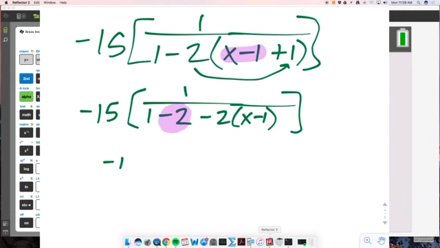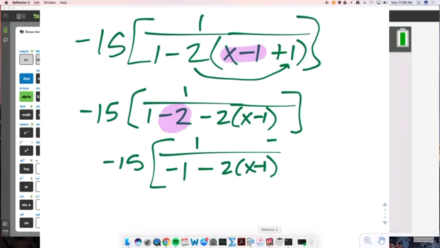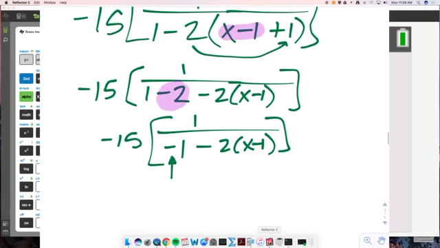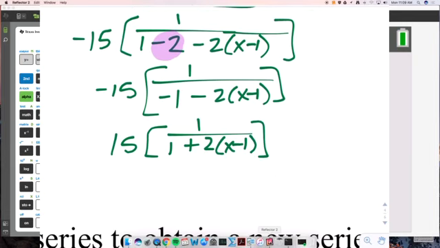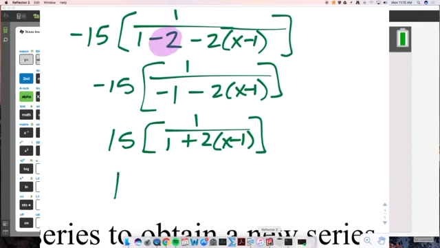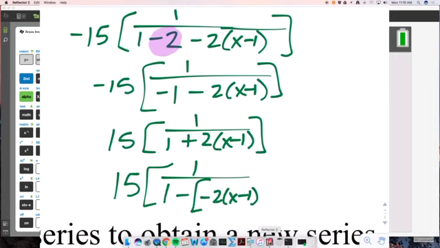A little bit more moving stuff around. And that becomes 1 minus 2. That's now negative 1 minus 2 times x minus 1. And now I think if I do one more thing, I'll have it. That has to be a positive 1. So I'm going to now factor out the negative from both terms in the bottom. And that makes it back to another positive 15 over 1 plus 2 times x minus 1. And now seriously, folks, last step. Seriously. I need to make that a 1 minus again. So now that's 1 minus bracket negative 2 times x minus 1.